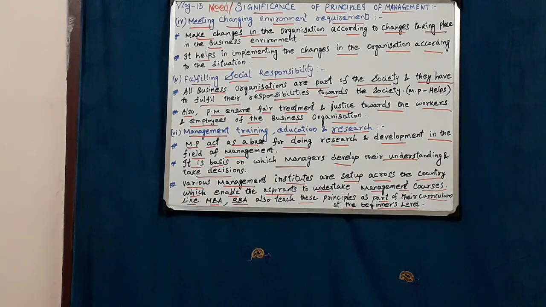The first, global operations. So under global operations, what are all the things coming? With liberalization in the economy, globalization of the world economy has come into existence. Now the whole world is treated as a global village.